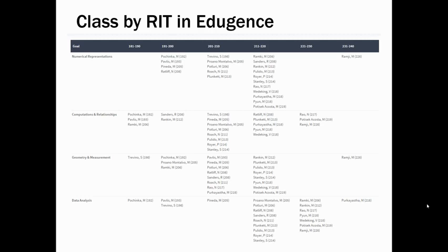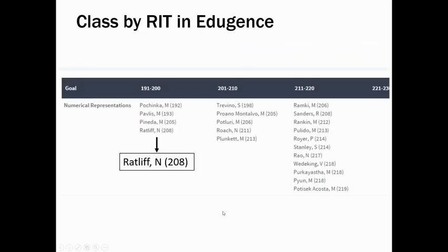Each student appears in every strand. The number that is in parentheses next to their name is their overall MAP score. However, they are placed in that particular strand depending on how they performed in that strand. So in this example, the student is placed in the 191 to 200 range for numerical representations. However, the overall MAP score is a 208.